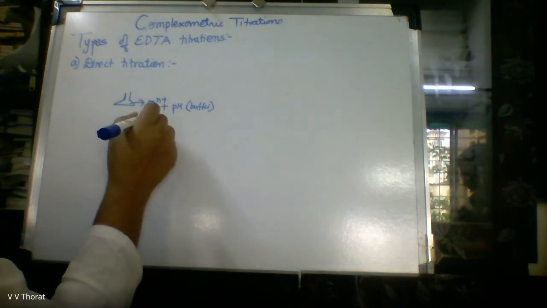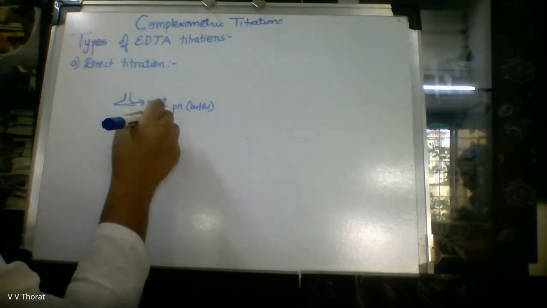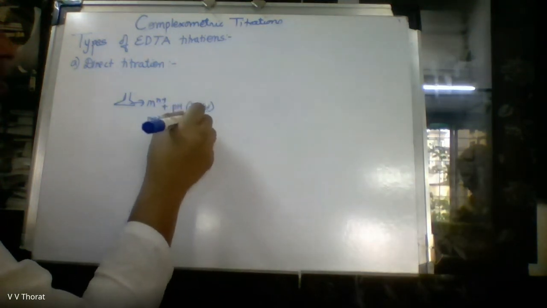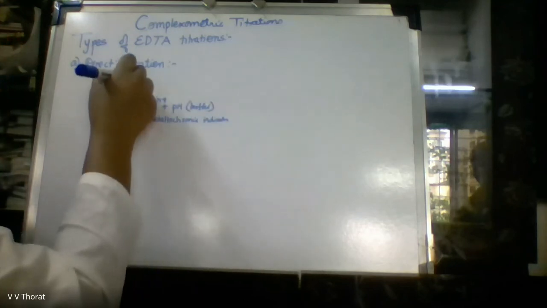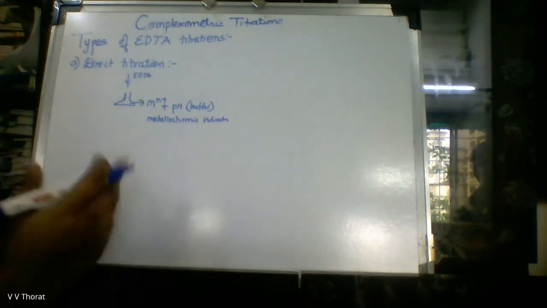And then I add an indicator. I will write metal ion indicator, okay, metal or metallochromic indicator. And I will titrate it against EDTA. Once you understand this, you can put it in your words.